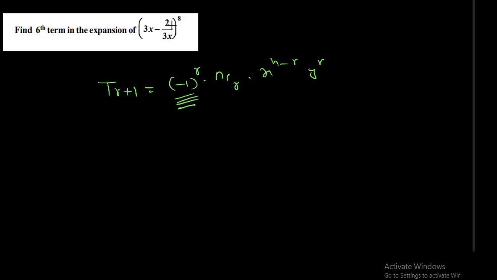Instead of y, what should we write? Only 2 by 3x. Don't write the minus again here. Already you have mentioned minus 1 power r, that's why there is no need to write it here. Instead of y, you write 2 by 3x, with no need to write the minus. Okay, that should take care of it.